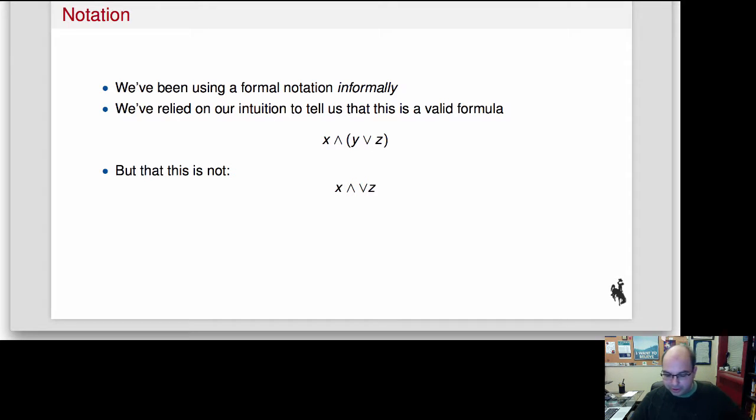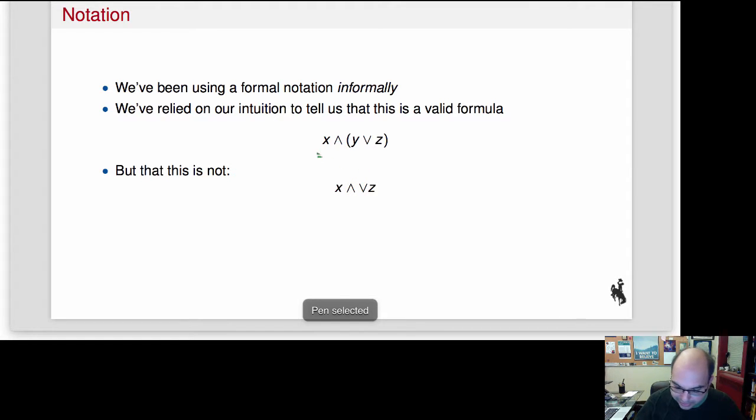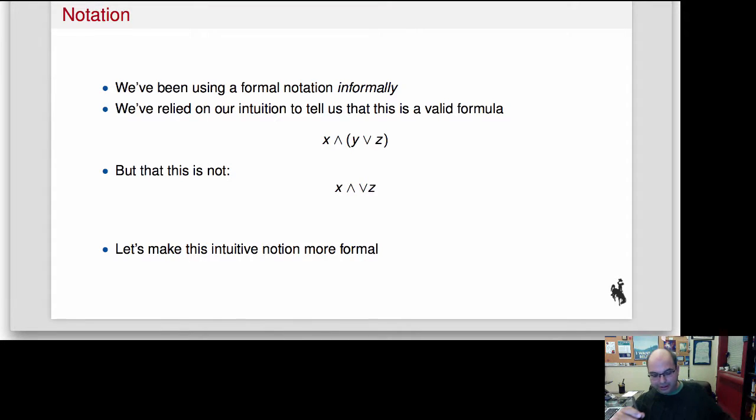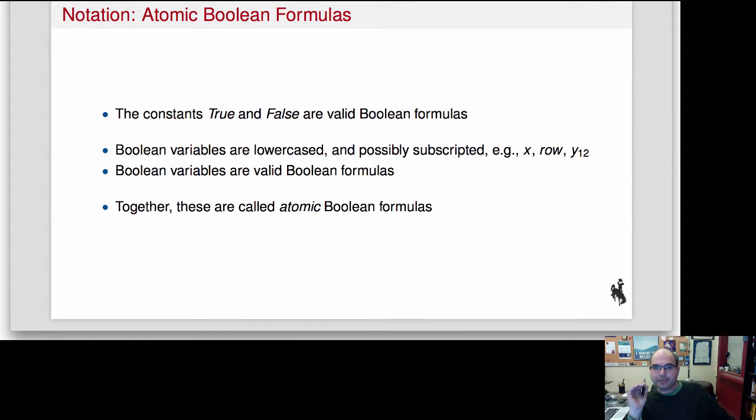So, for example, here is something which is a valid statement, right? And we use our intuition to tell us that it's valid. X and Y or Z, that seems true. But what's this? X and or Z? That doesn't make any sense, right? So why is that? And like I said, I've been counting on you to just recognize that it isn't valid, right? So let's fix that, okay?